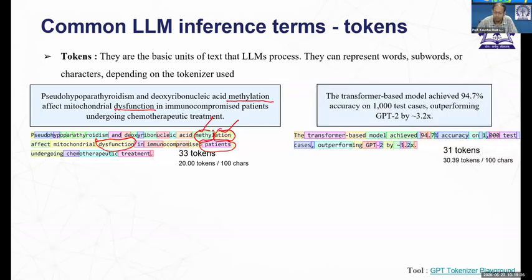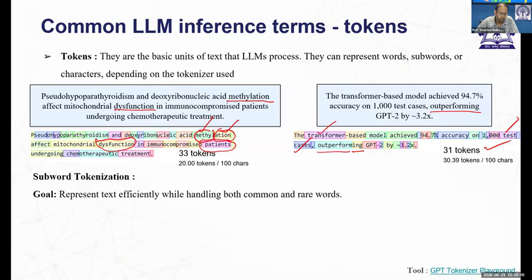Similarly, this is another example you can check: "The transformer-based model achieved 94.7% accuracy on 1000 test cases, outperforming GPT-2 by 3.2x." Okay. So here also you can see the same pattern, that standard English terms remain the same in the tokenized form, like transformer and test. On the other hand, when you get something like outperforming, it gets split into two parts. One is outperform, another part is ing. Okay, so these words are split into subword tokens. So here it is getting around 31 tokens.